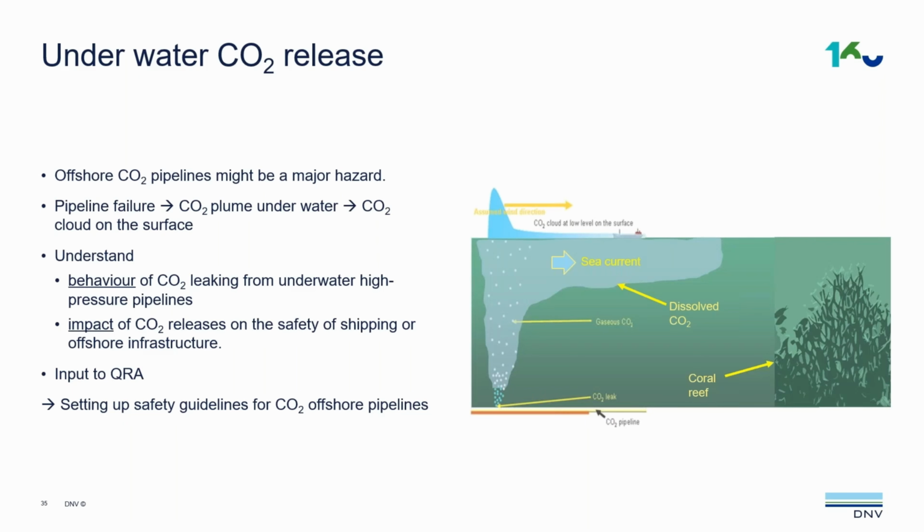Offshore CO2 pipelines might be a major hazard for the safety of ships, offshore infrastructure, and for the marine environment. A pipeline failure will lead to the formation of CO2 plume underwater, and the dissolved CO2 will impact the acidity of water, which affects marine life. The plume may also reach the water surface, resulting in toxic levels of concentration in the atmosphere.